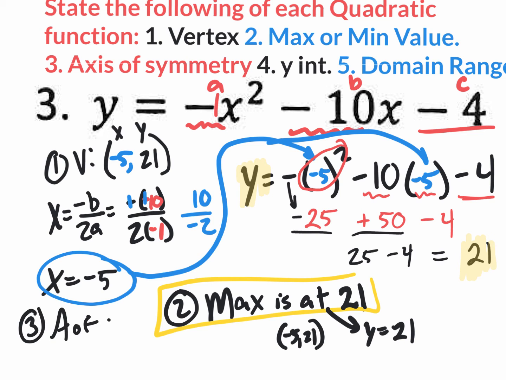-5. X equals -5. Okay, and you don't want to just say -5, you want to say exactly what you said, x equals -5. Thank you very much. That's the only way to produce a vertical line that crosses right through the vertex. Number 4, that's the easiest, the y-intercept.